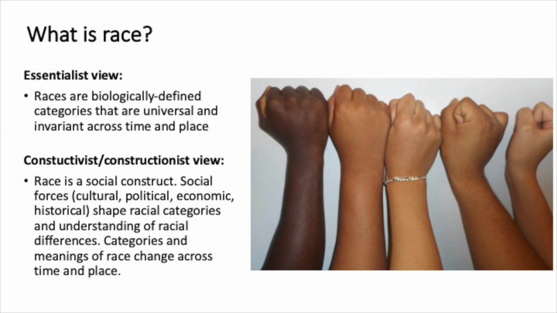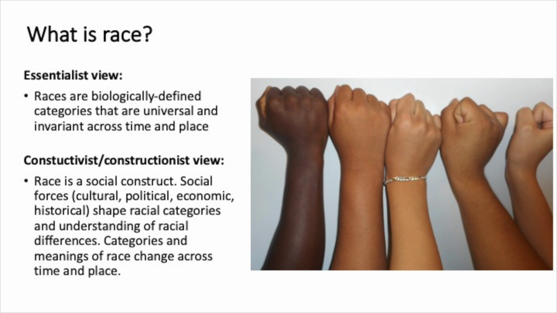So one question that's really at the core of our discussions this week is, what is race? How do we define race? How do we see race? And there are two prevailing perspectives throughout history. The first is the essentialist view. And this is the view that race is biological. It's biologically determined. There are defined categories, and we can easily fit people into those racial categories.